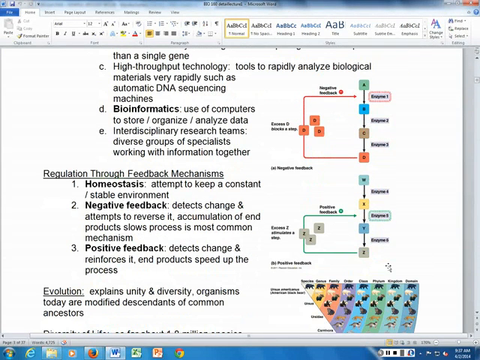So another thing we see in most living systems is these feedback mechanisms. Living organisms like to maintain homeostasis, or keeping a constant, stable environment. If you've ever tried to lose weight, your body will show you how good at this it can be. If you eat less, it's going to say, oh no, I don't want to part with any of my precious tissue.